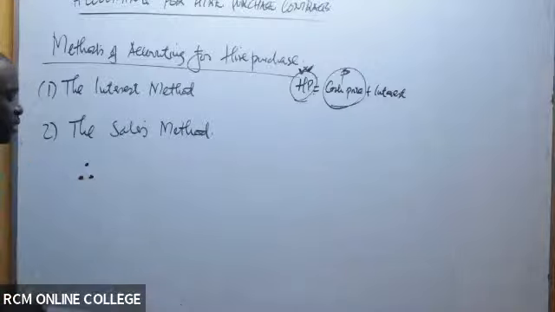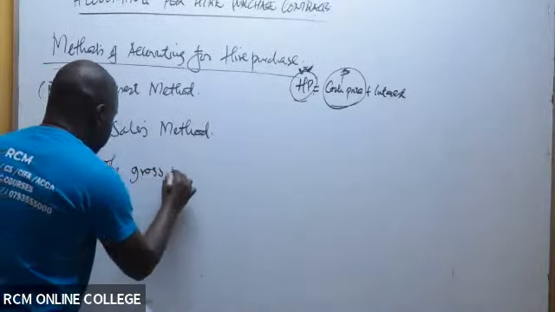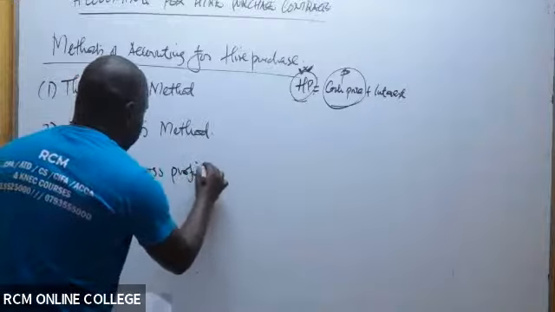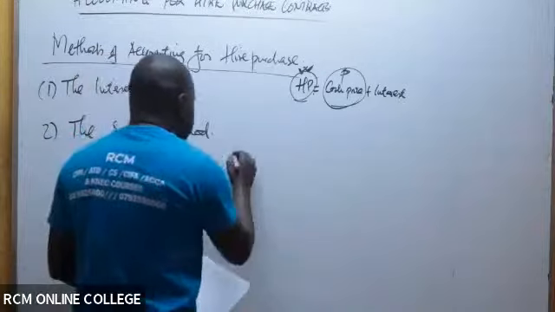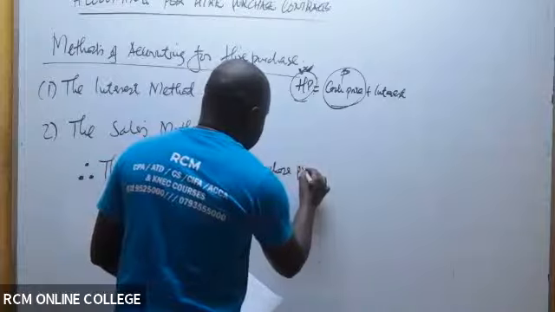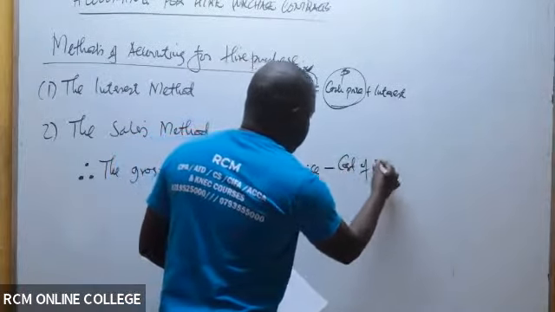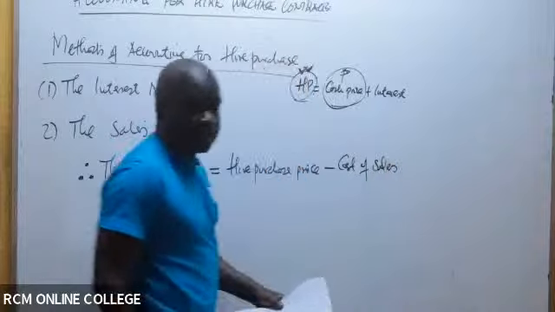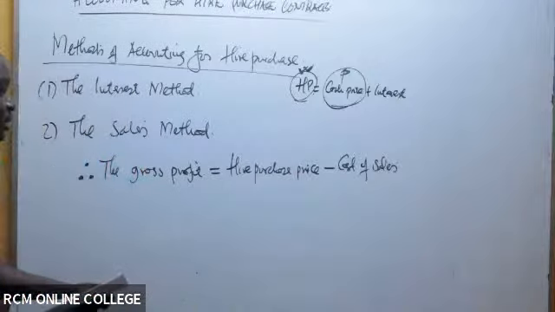Therefore, the gross profit will be equal to higher purchase price minus the cost of sales. So that's how in this case you'll be able to determine the GP.